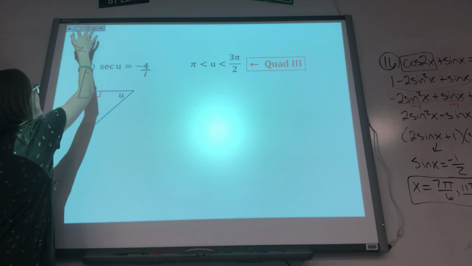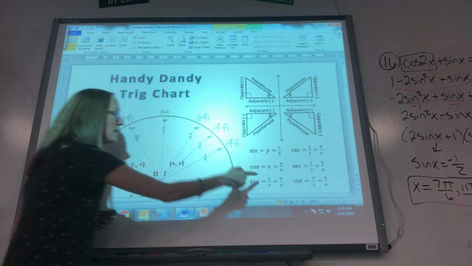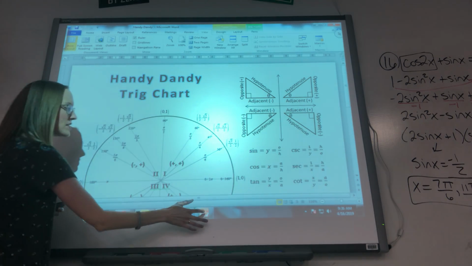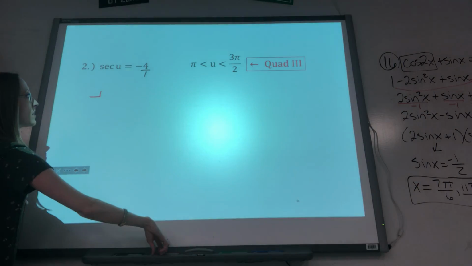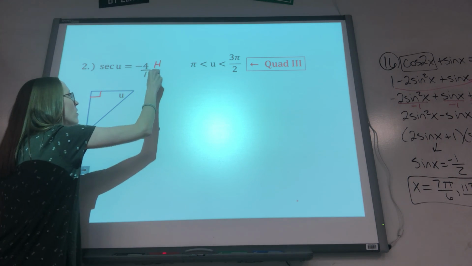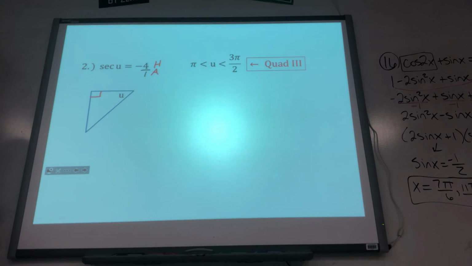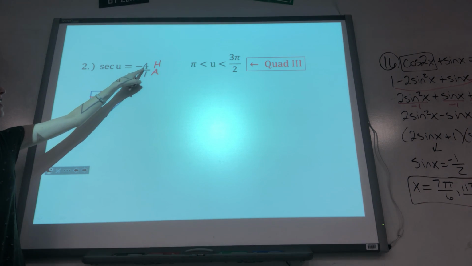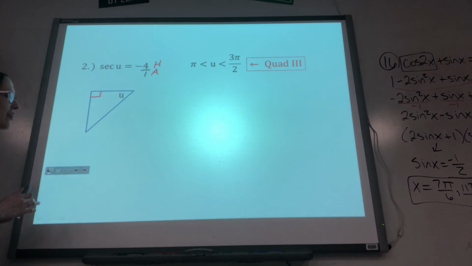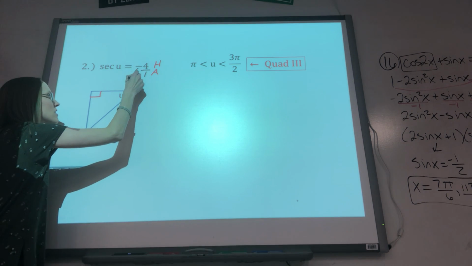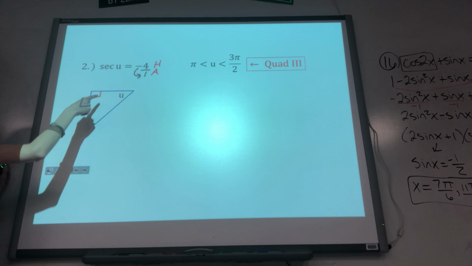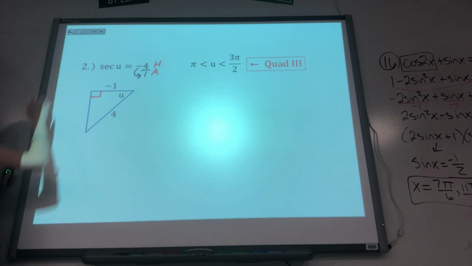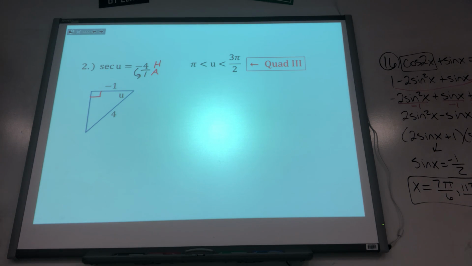If you look at handy dandy, secant is on here. Secant is hypotenuse over adjacent. So that is what I need to label this. But here's the part that looks misleading. Hypotenuse should never be negative. That negative sign actually needs to go with the 1. The 4 is the hypotenuse, and the hypotenuse is always positive.